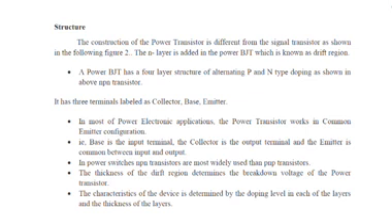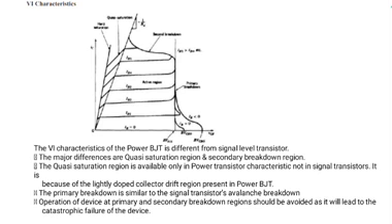Also, the characteristics of this device are completely determined by the amount of doping in both the layers and also by the thickness. So this is the structure of the power BJT. Here the thicknesses of the collector, emitter and base regions are given, and the characteristics of the power BJT are entirely different from the signal level transistor.